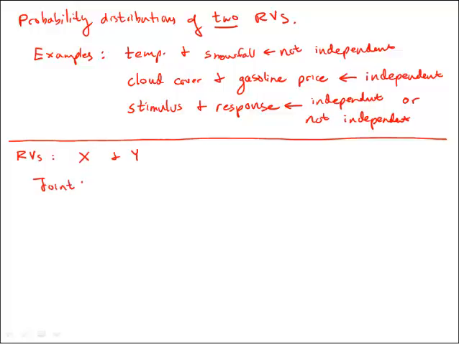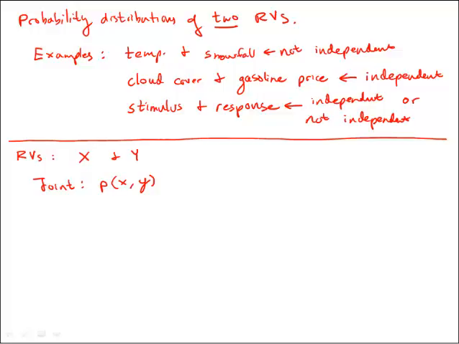First, we have the joint distribution. This is the probability of x and y. So the probability or probability density that the temperature is 20 degrees Fahrenheit and the snowfall is 1.5 inches. The key word is "and." This is the probability of both of these events being true.